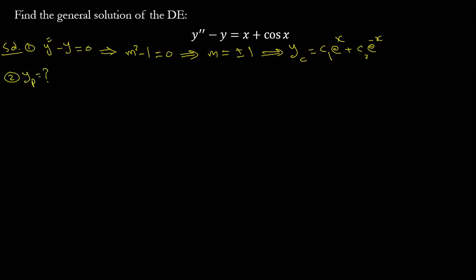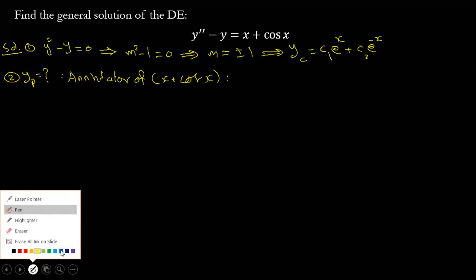Now, the second step is to find YB. To find YB, you need to find the annihilator of your g of x, which is x plus cosine x. Now, I need some help on how to find the annihilator of x plus cosine. Who can guess? By the way, you have the rules. You can check your cheat sheet.